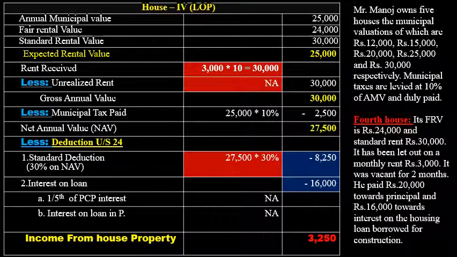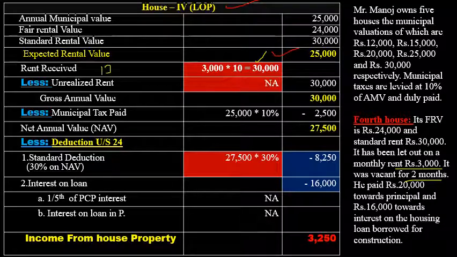Now I am going to assess the fourth house. The fourth house is also a let out property, so we will calculate the expected rental value. The expected rental value of the fourth house is 25,000 after comparing all these. Next is rent received. The fourth house has been let out for rupees 3,000 per month. The monthly rent is 3,000 and there is a 2 months vacancy, so the total let out duration is 10 months. Therefore rent received for the fourth house is 30,000.